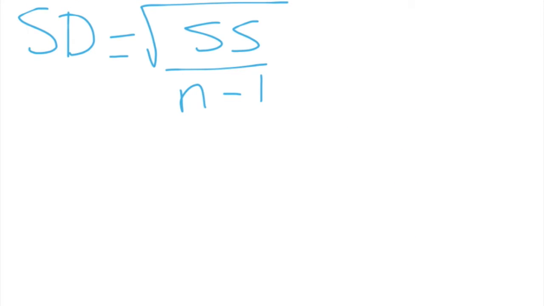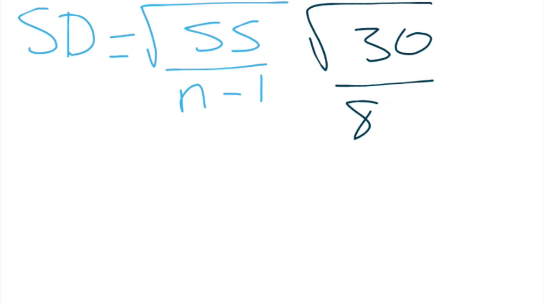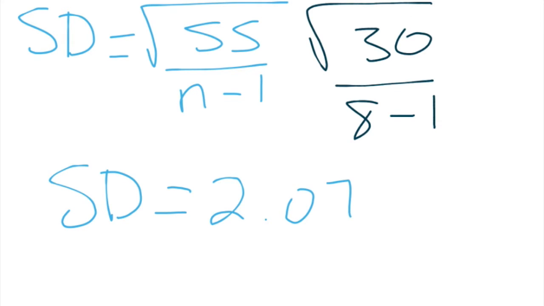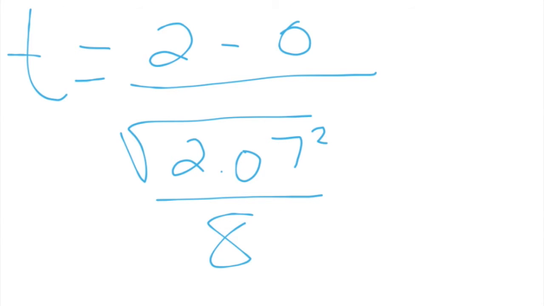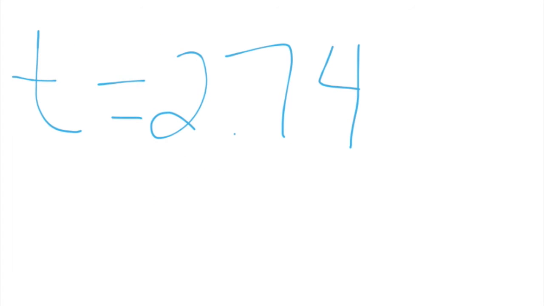With the sum of squares, we can now solve for the standard deviation, which is the square root of 30 divided by 8 minus 1, and we get the total of 2.07 as our standard deviation. Now we can solve for t by plugging in 2 minus 0, dividing it by the square root of 2.07 squared divided by 8. Our t ended up being 2.74.